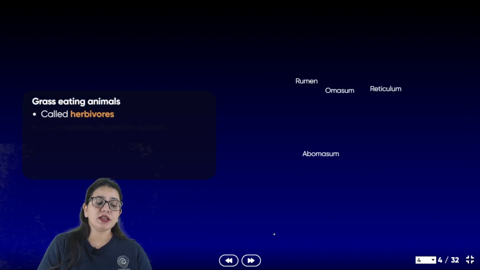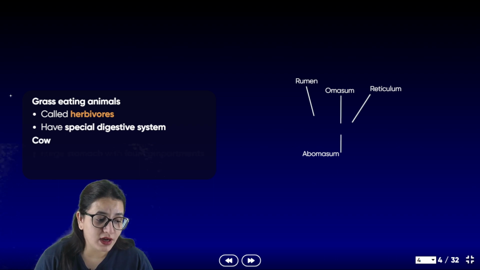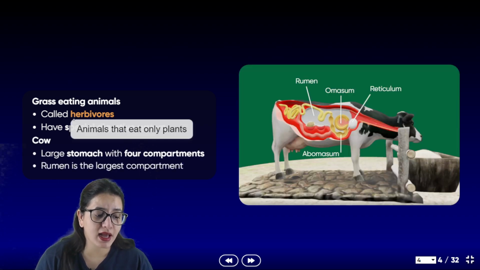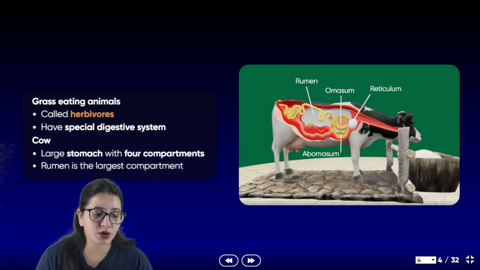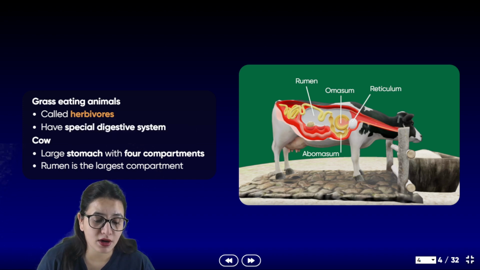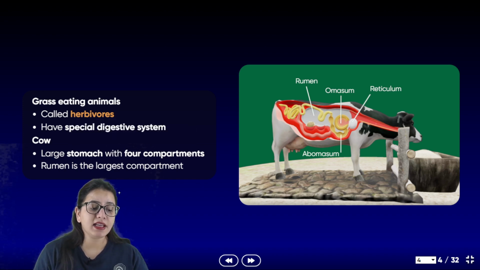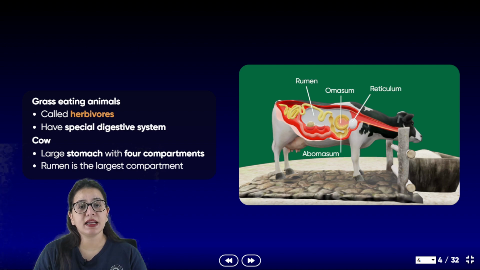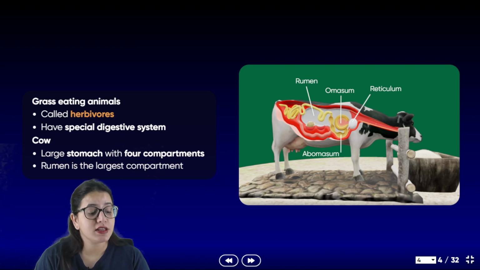Talking about grass-eating animals, all grass-eating animals are called herbivores. What do we call them? We call them herbivores, and they have a special digestive system. All the grass-eating animals, what do we call them? Herbivores, and they have a special type of digestive system.